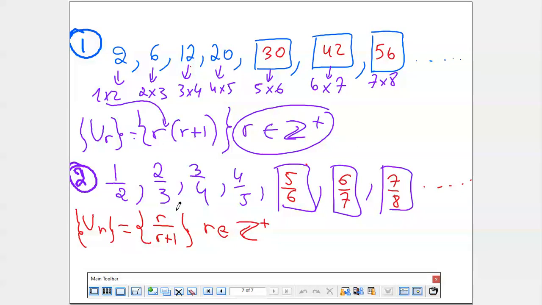So that's it. Let's see the second example. If I look at it, it's 1 over 2, 2 over 3, 3 over 4, 4 over 5. If I continue, 5 over 6, 6 over 7. So what is the relation? The numerator is all the time r, and the denominator is the numerator plus 1. So if I start with r equals 1, it's 1 over 2. Then if r is 2, it's going to be 2 over 3. So this is the general form of this sequence.